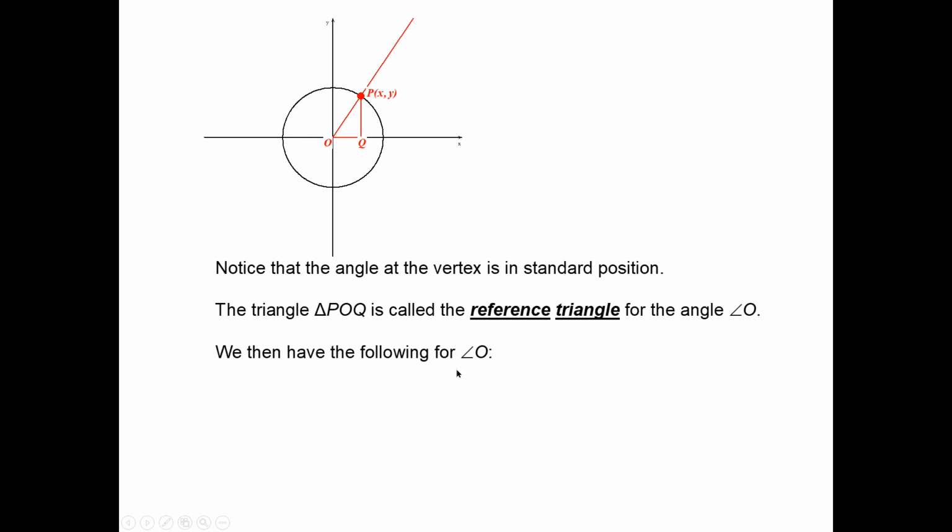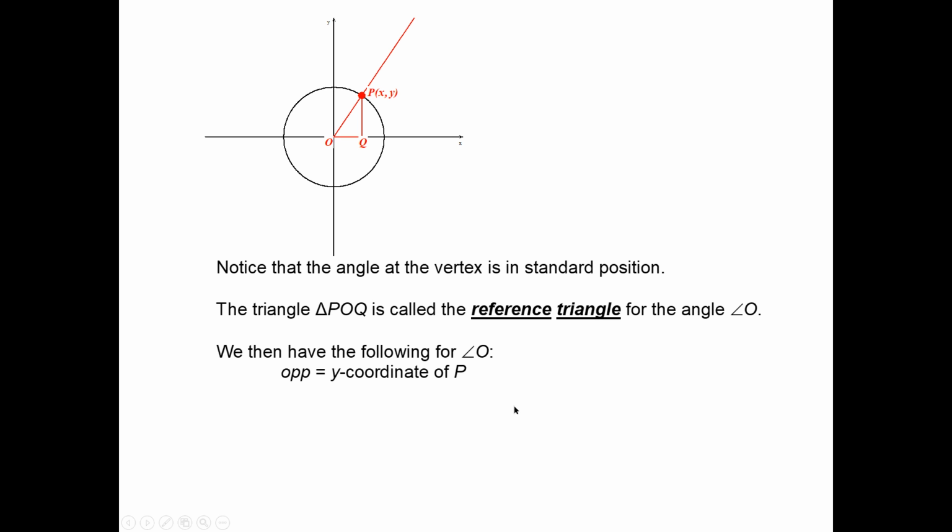We then have the following for angle O. Now again, remember, from O to Q is x. From Q to P is y. And from O to P is r. OPP is equal to the y-coordinate of P. Again, thinking about opposite. ADJ is the x-coordinate of P. And then OP is r. That would be HYP.